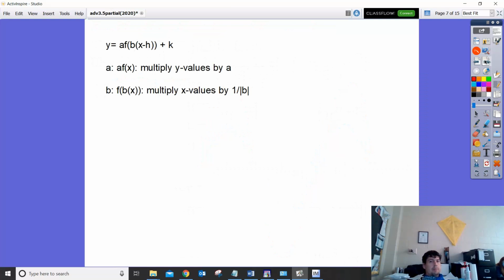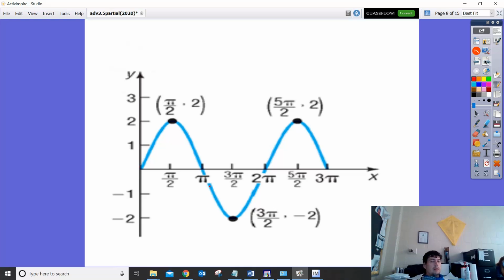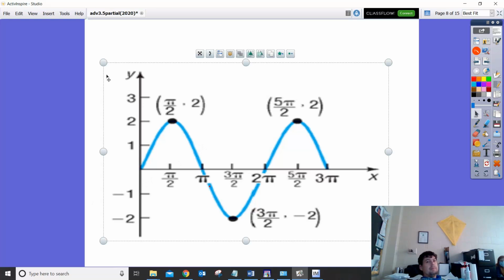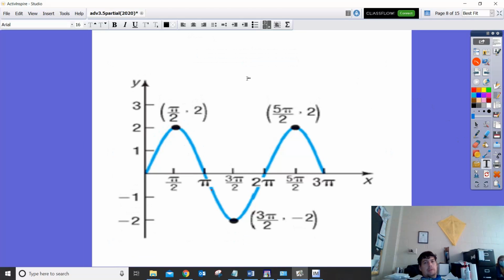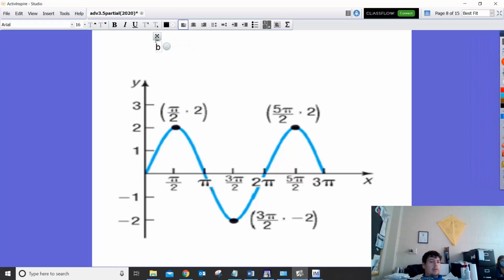All right, example B was to find f of 2x. That example B was? Huh? f of 3x? Oh, that stinks. I thought it was a 2.